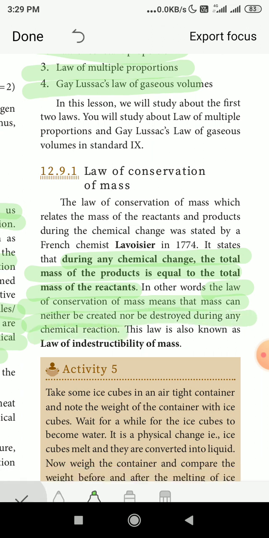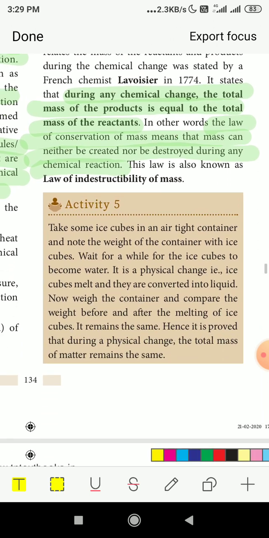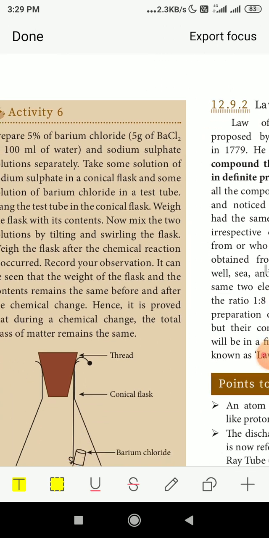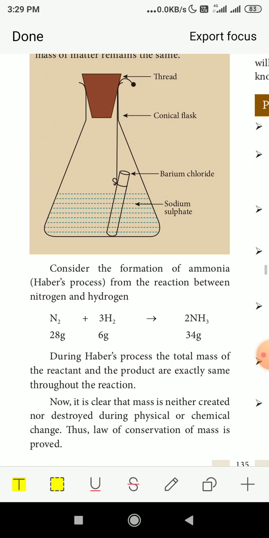You have studied the law of conservation of energy in lower classes: energy can neither be created nor destroyed. The same thing applies here; in place of energy you can use the word mass. Okay. Then here they have shown one activity that you can read by yourself. It's a very simple activity.